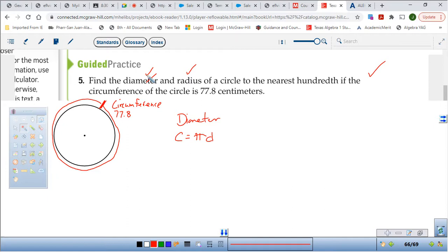Okay, so let's come out here and plug this in. Ready? Now I'm going to work this out with you. I'm going to go ahead and ask some of y'all to help me out. Circumference. I'm going to start plugging it in, okay? So circumference is equal to 77.8 is equal to pi times my diameter. How do I solve this one, guys, for my diameter?